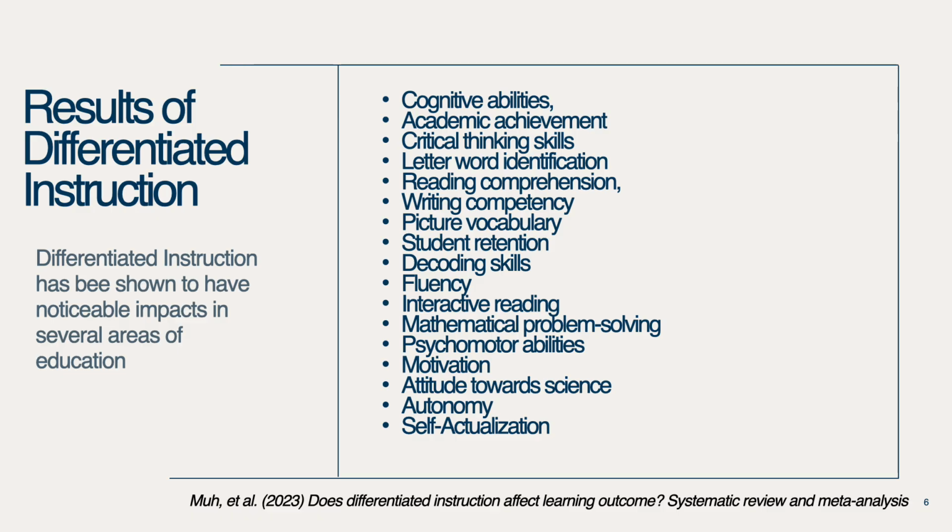So we can see that the results of differentiated instruction are pretty wide-ranging, and a lot of them are those higher-order skills: critical thinking skills, comprehension, fluency, problem solving, psychomotor abilities, autonomy, self-actualization. Those are all skills that are essential for our students to have.